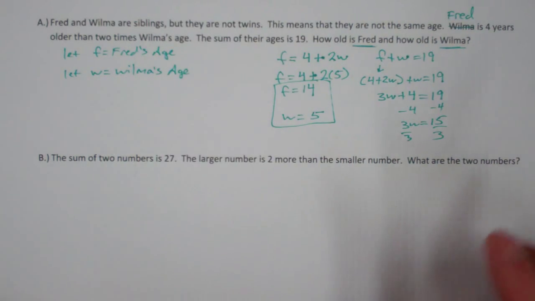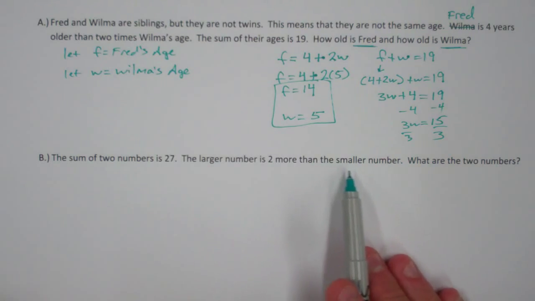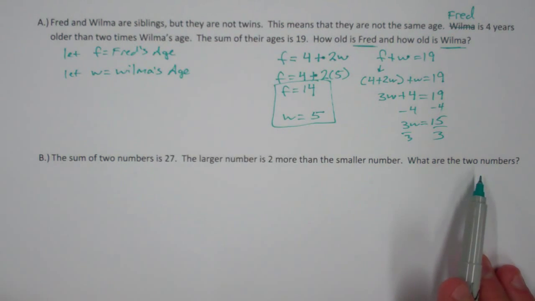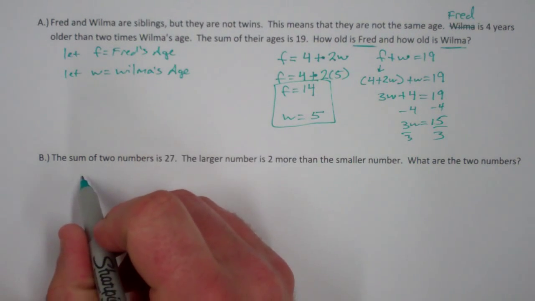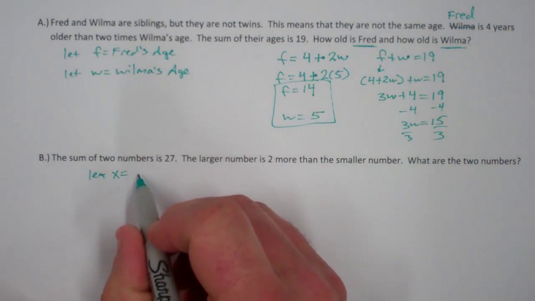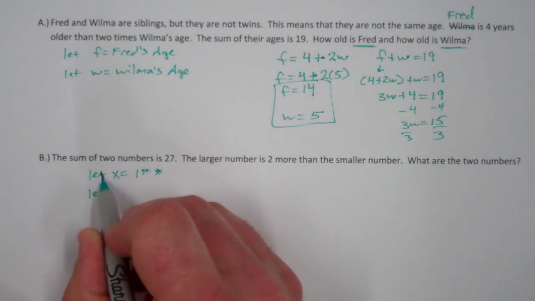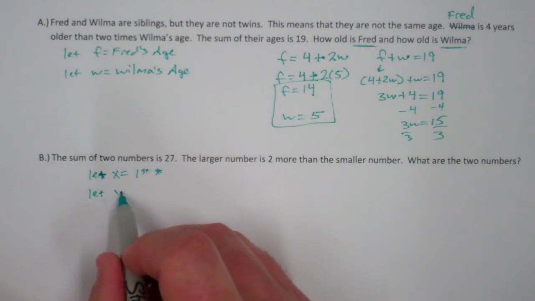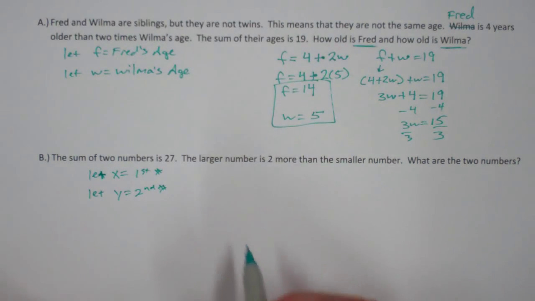It's a little bit more abstract. The sum of 2 numbers is 27. The larger number is 2 more than the smaller number. What are the 2 numbers? You might be able to guess and check with this one, but I'm going to have you develop a system to solve this. So let's let x equal the first number, and let's let y equal the second number. It doesn't matter which variables you choose as long as you define them.